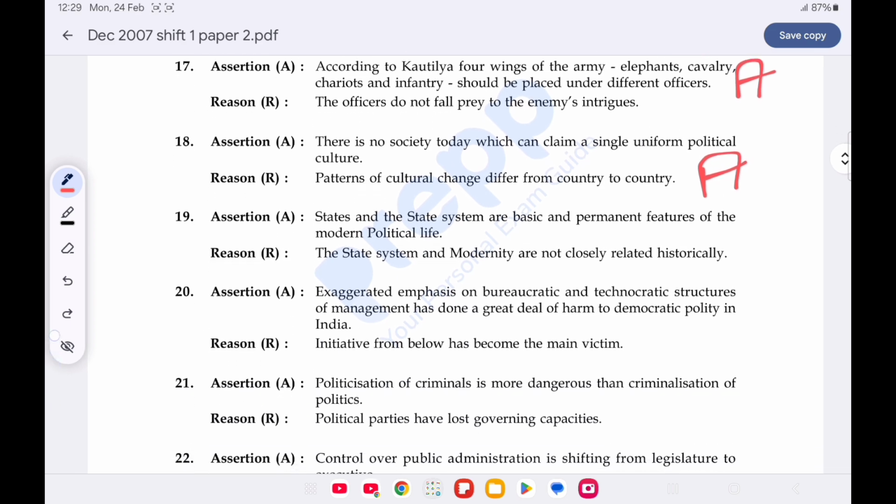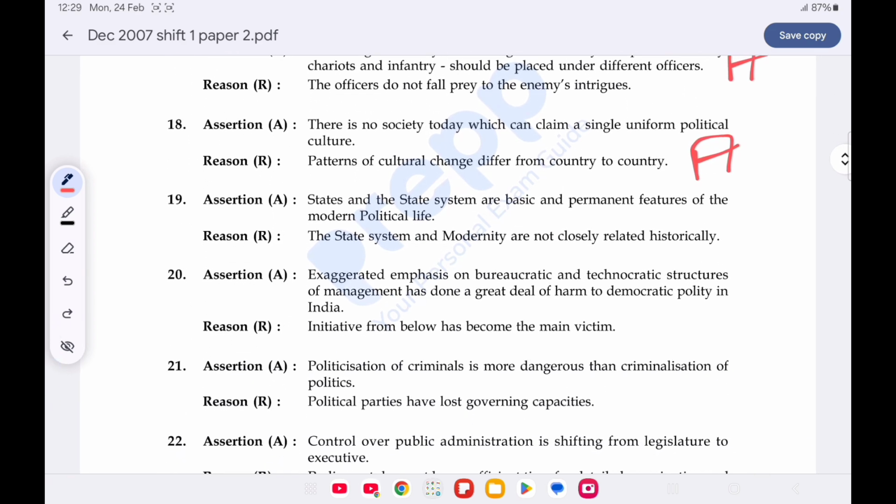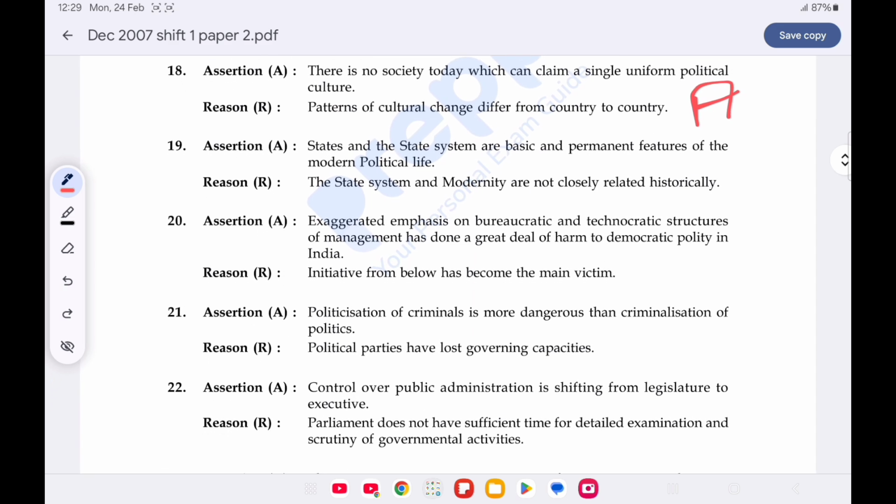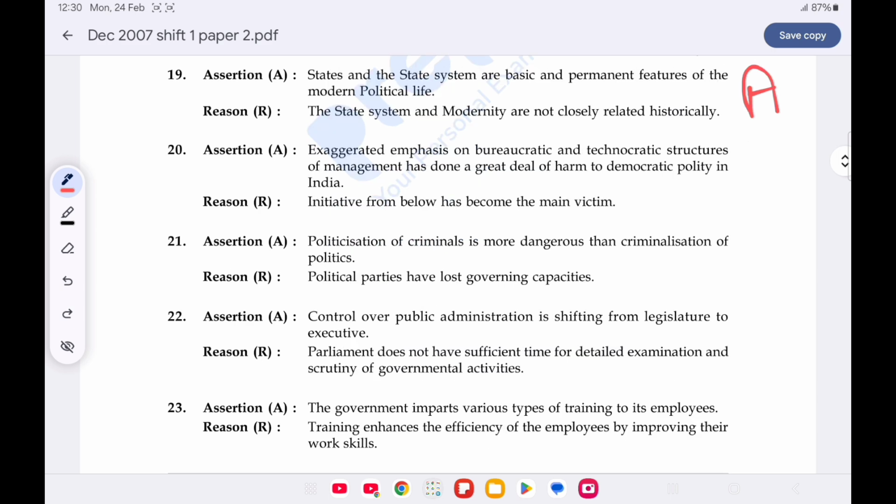Now question number 19. Assertion. State and that state system are basic and permanent feature of the modern political life. Reason. The state system and modernity are not closely related historically. Option A is correct. Both the statements are true and are correct explanation of each other. Question number 20. Assertion. Exaggerated emphasis on bureaucratic and technocratic structure of management has done a great deal of harm to democratic polity in India. Reason. Initiative from below has become the main victim. Option A is correct. Both the statements are true and R is correct explanation of A.